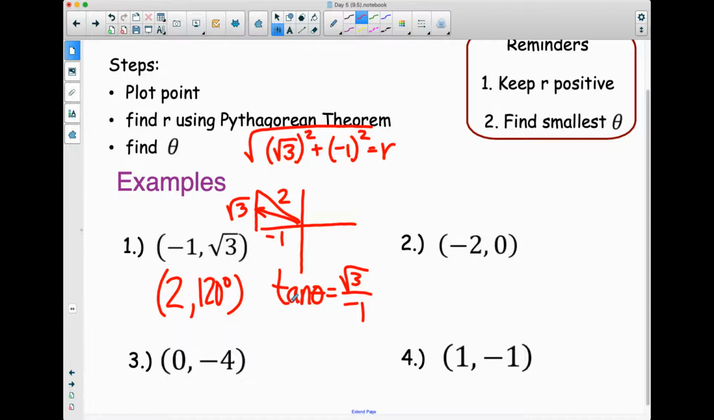So again, like I said, we have done this before. We were plugging it into that longer equation. Now we're just finding r and theta and plugging it into an ordered pair. It's the only thing that's different.